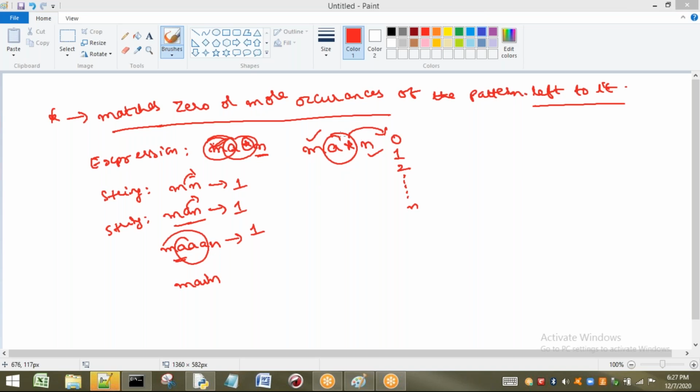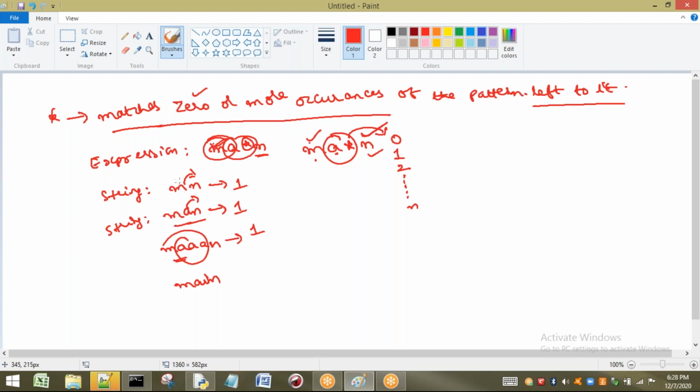Right. Okay. What should be there? M A should be there. Left to this star is what? Only A. So A can occur 0 times or more occurrences. So M should be there, N should be there. Compulsory. M should be there, N should be there. And A may be 0 occurrences or more than 0 occurrences.